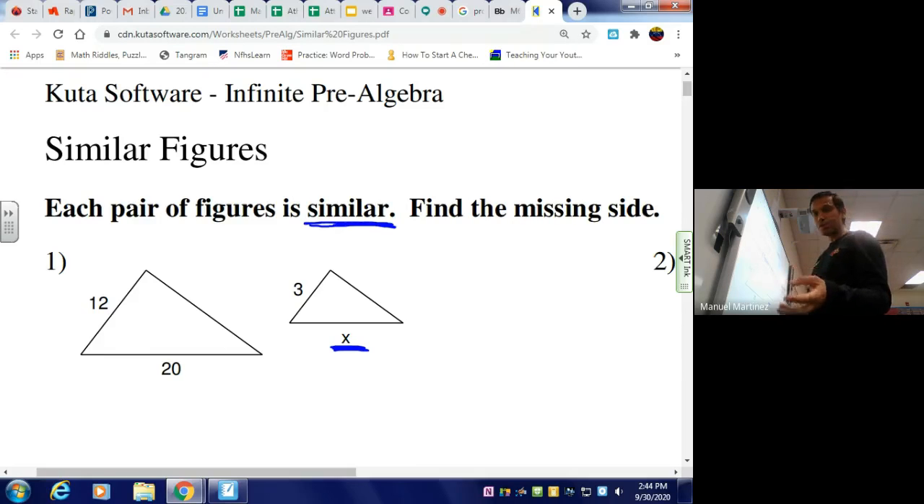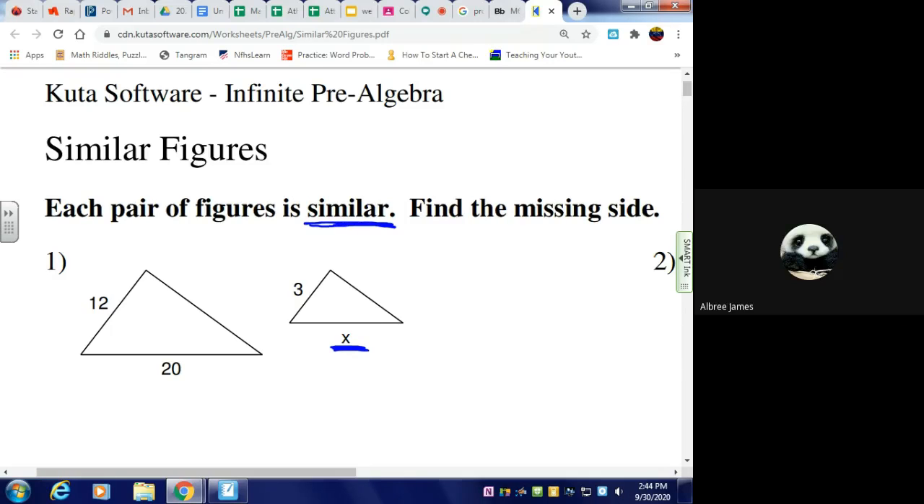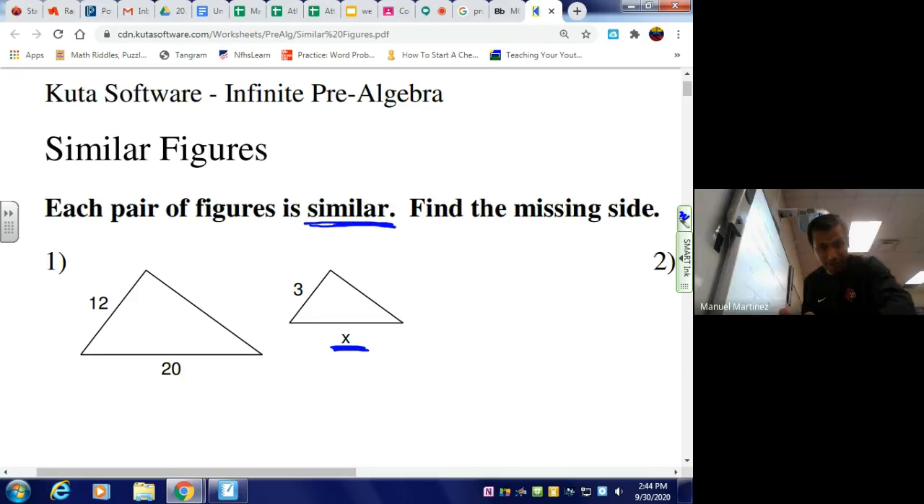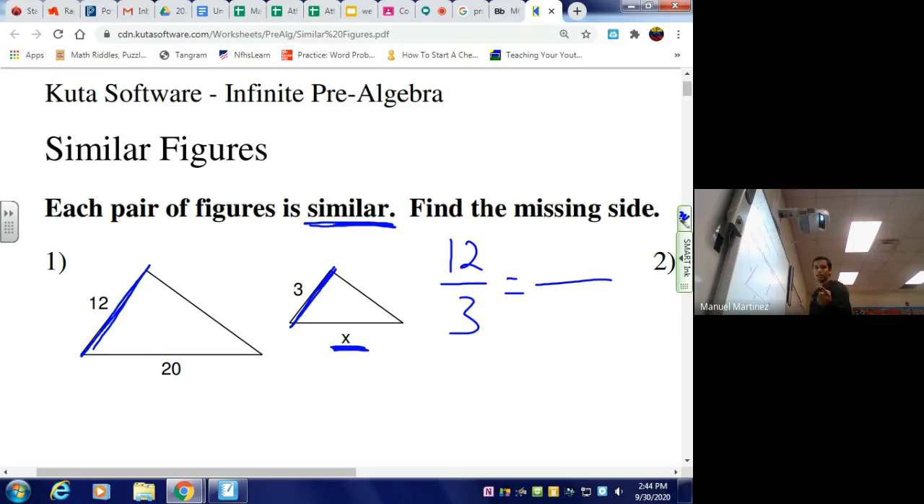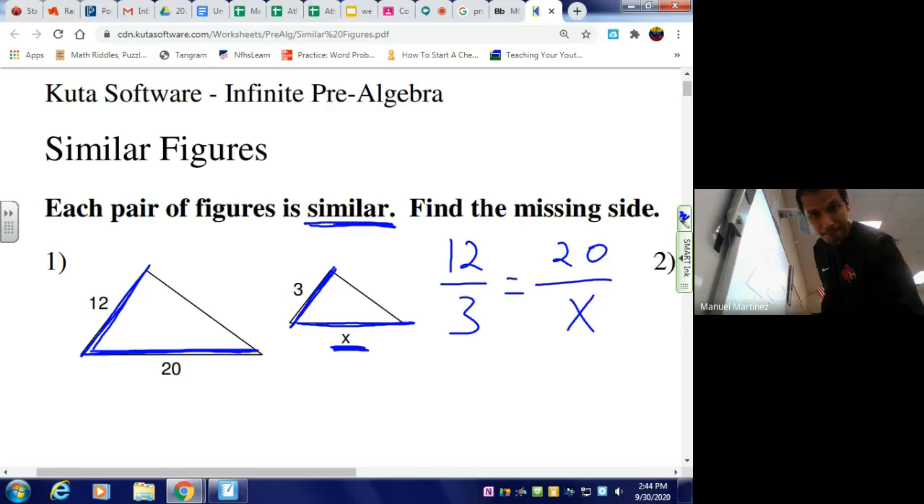Did you set up a proportion? And what was your proportion? 12 over 3, and 20 over x. Very good. What you did was you set up ratios with the corresponding sides. These two sides are corresponding, so you set up your ratio, 12 to 3. That's one side of the proportion. And then 20 to x. Does it make sense?